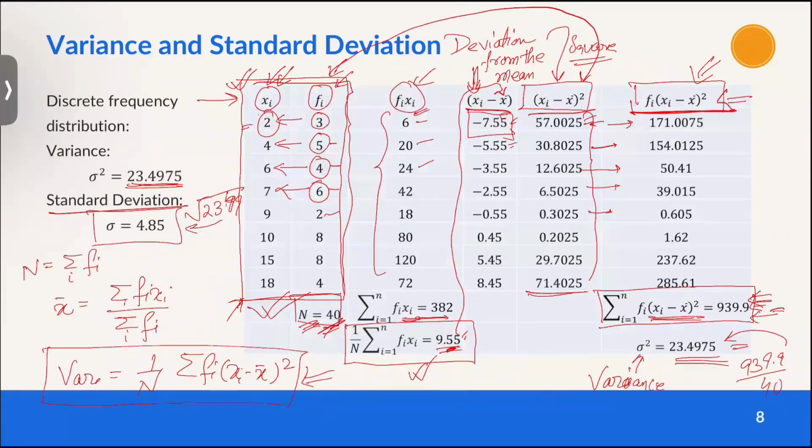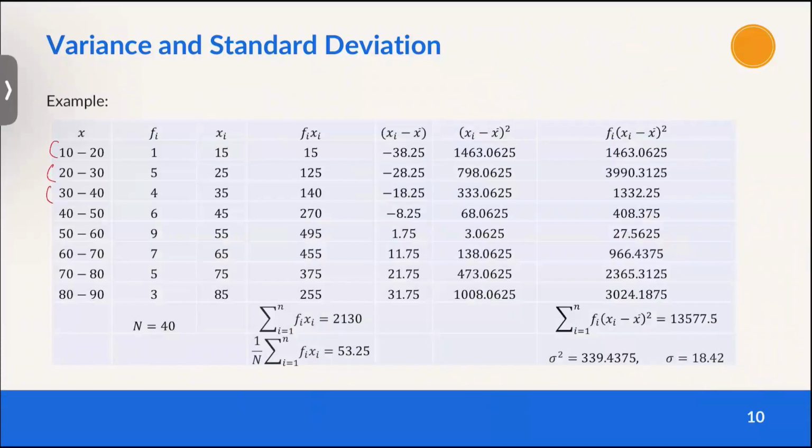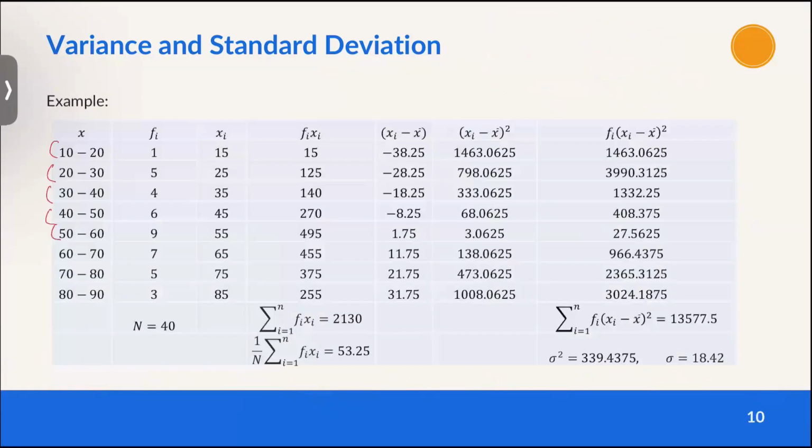Earlier, in the example, xi were exact values: 2, 4, 6, 7, 9, 10, 15, 18. But in this case, xi have some range: 10 to 20, 20 to 30, 30 to 40 and so on. So we'll use the same formula, but xi will be the midpoint of the class. We'll go to the example and see what we have. We have x as the class, so this is the class of continuous x values. The first class is 10 to 20, the second is 20 to 30 and so on.